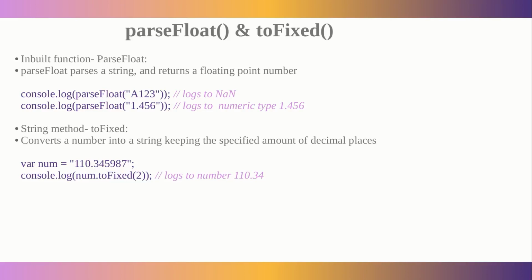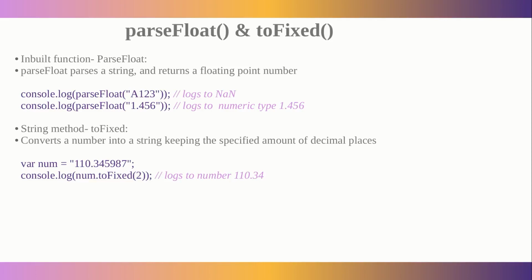parseFloat looks at each character starting at position 0 and continues to convert the string into a number. However, if it cannot convert the first character into a number, it will return NaN, which stands for not a number. And we'll discuss this in a bit. Have a look at our examples here on the screen.